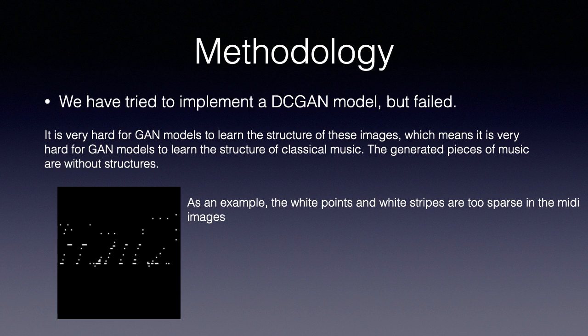So now there are two main models to build a music generator. The first one is to use the models from the NLP field, like Transformer. The second method is using GANs to generate new music pieces from images. Our approach to implement a DC GAN model has failed. For this example, we can see the white points and white stripes are too sparse for GAN to capture the structure of the music. So this is a visualization of a piano music file.